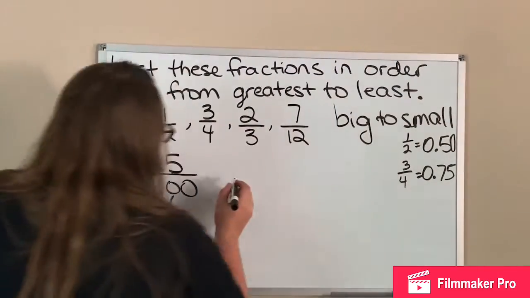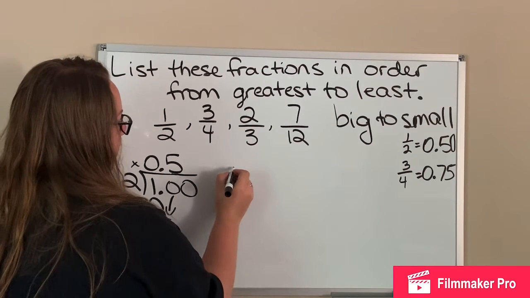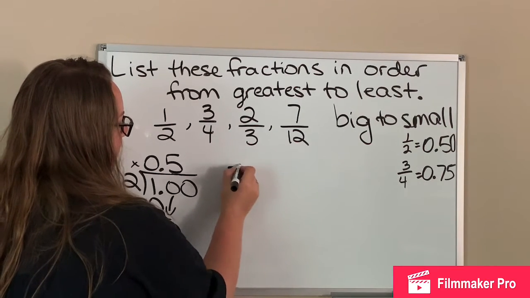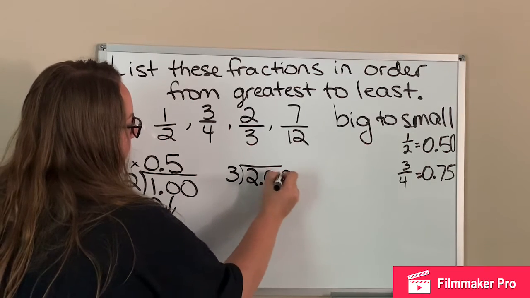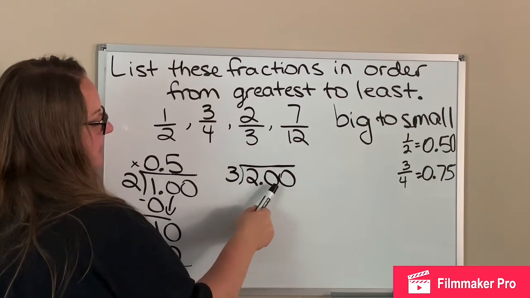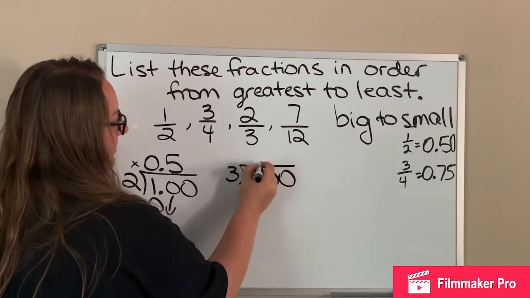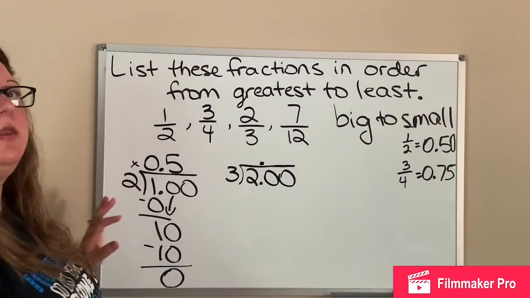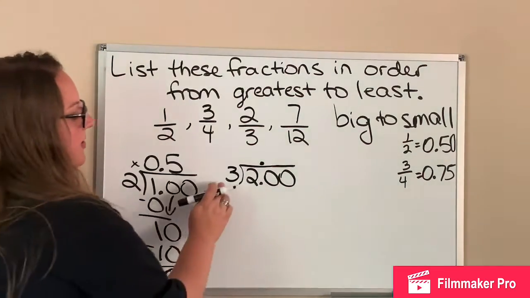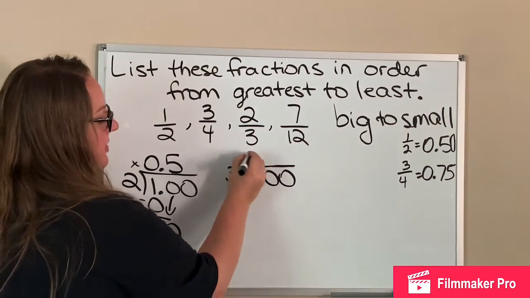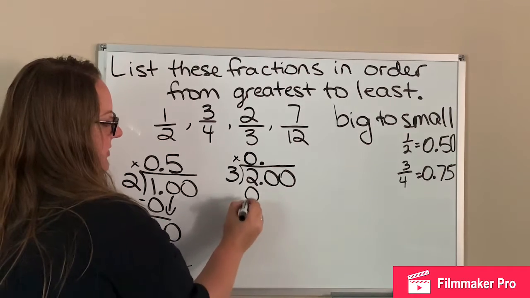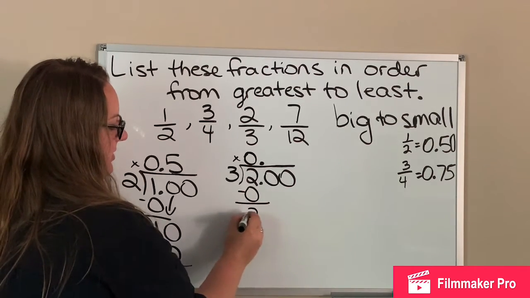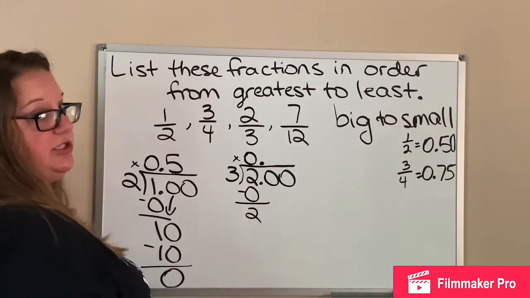So, I've got my 3 as my denominator. It goes on the outside. 2 as my numerator on the inside. I add my decimal and my 2 zeros, and I bring my decimal straight up. So now I just divide. 3 cannot go into 2, so a 0 goes here. 0 times 3, 0, subtract, 2 minus 0 is 2.